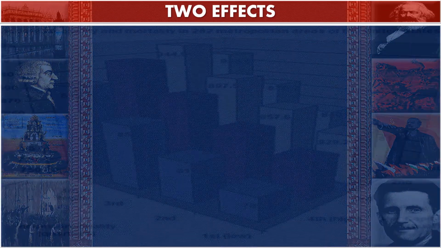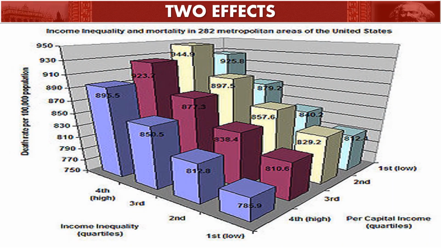Okay, so the other one is that when you have more than one effect on something, you might have two things impacting it. What this table shows you is the effect of income inequality and wealth on your chances of dying in different cities around the country. What they found is two different effects. One is income inequality, which means how income is distributed in the urban area. The second one is per capita income, which is how wealthy that city is.